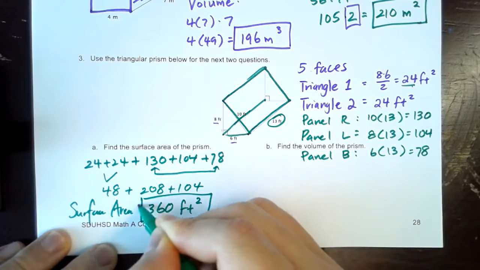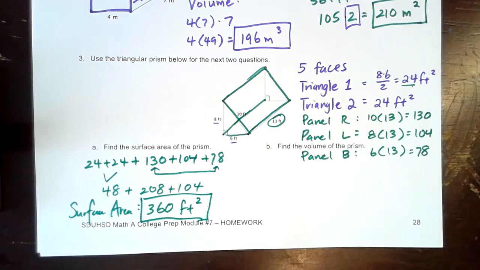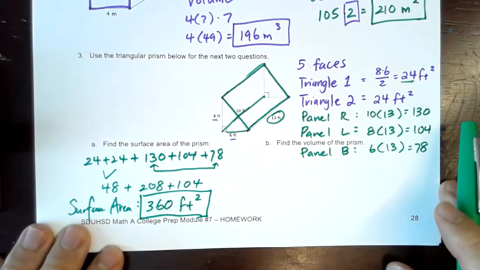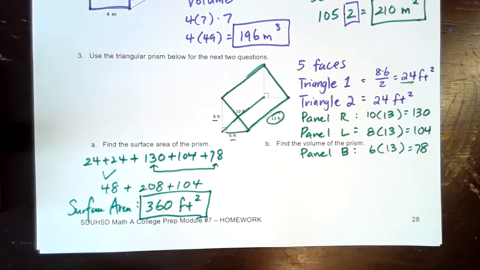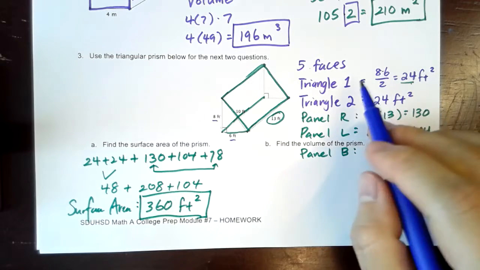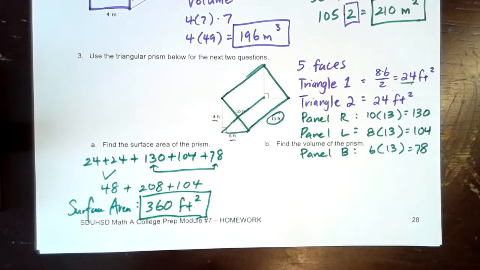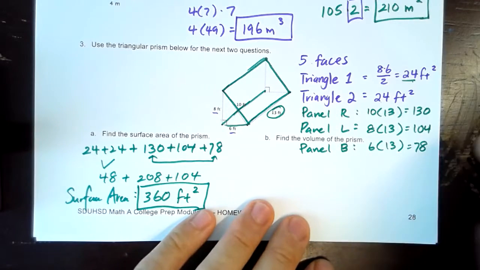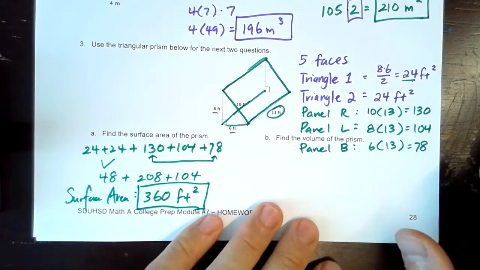So a triangular prism is a little bit harder because there's no shortcut really, other than the fact that the triangles are identical. And so you kind of have to calculate each face individually.